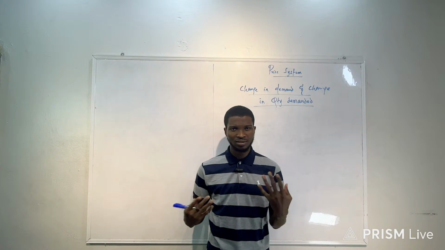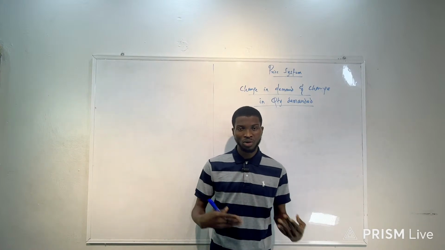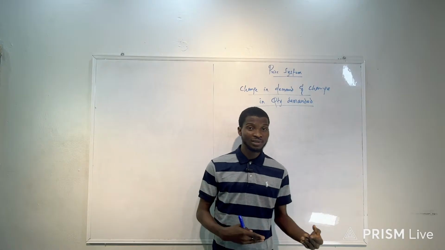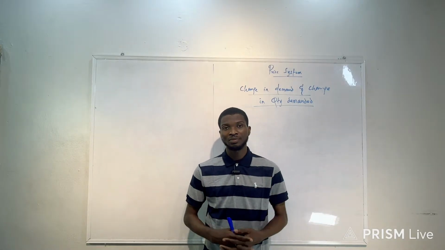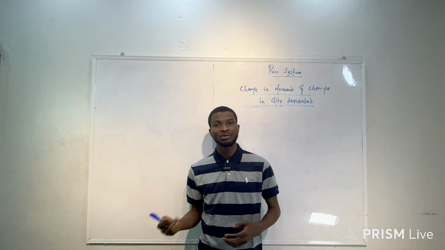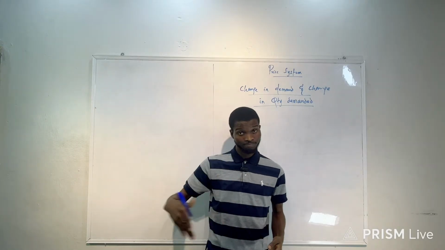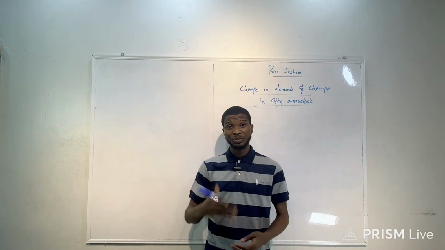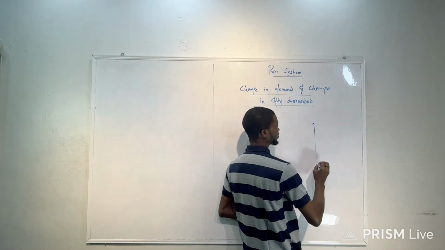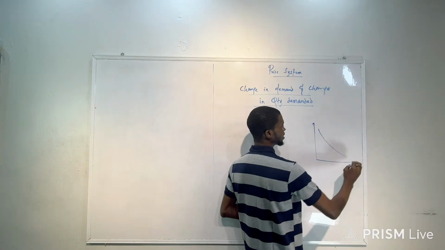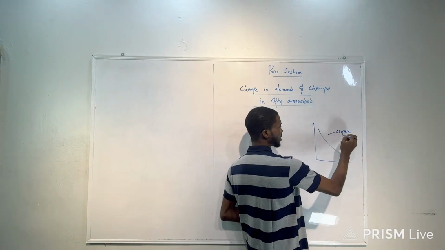And we said the demand curve slopes downward from the left to the right. Exactly what you are thinking. So if the demand curve is sloping from left to right, it is going to look something like this. When something is like this, we say this thing is convex to the origin.